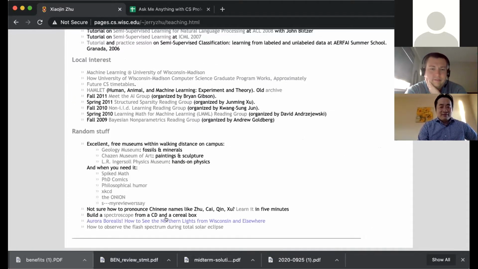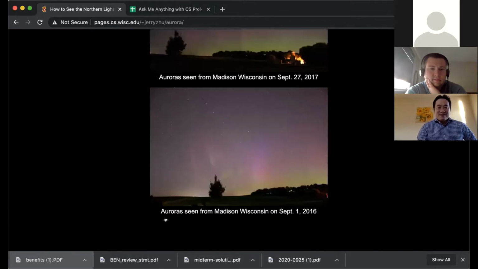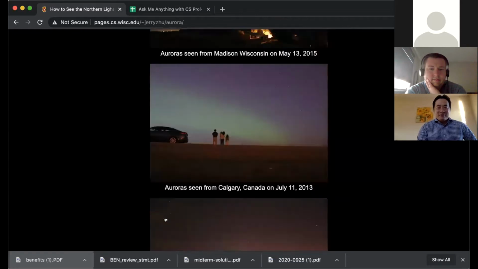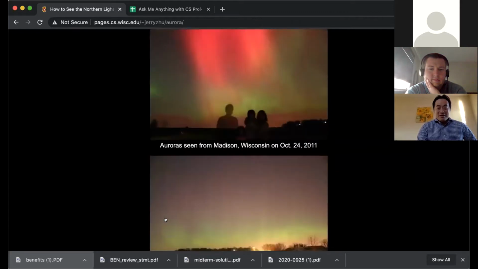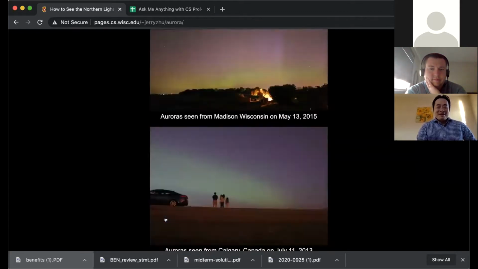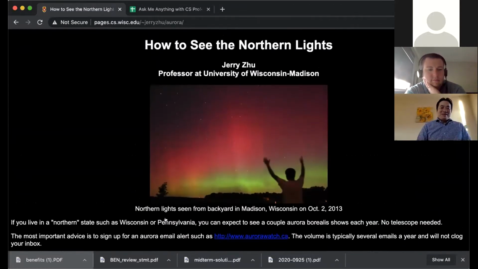In fact, I have this web page that shows you that as a student here in Madison, there is actually a decent chance, if you want, to see the Northern Lights. I have this web page that has advice on where you can sign up for that, and a bunch of photos I have collected over the years. These are all my photos. I'm going to send a link to this group so that you have a chance to see that too. If you didn't know that, you can see that. So that's one thing I do.